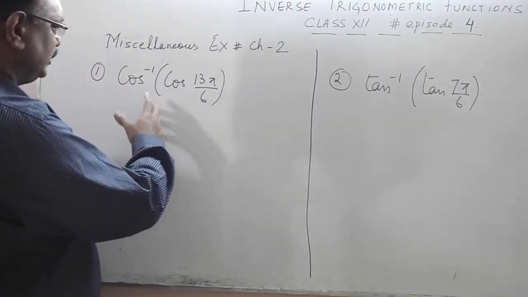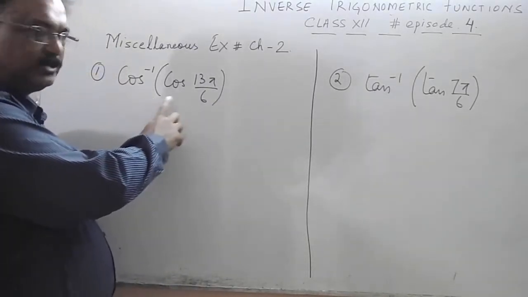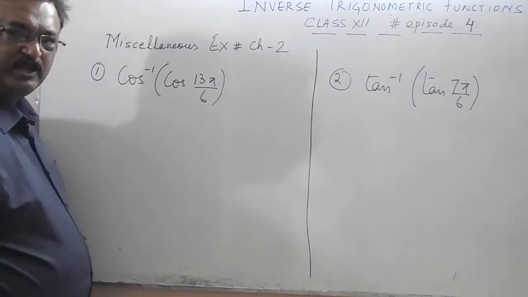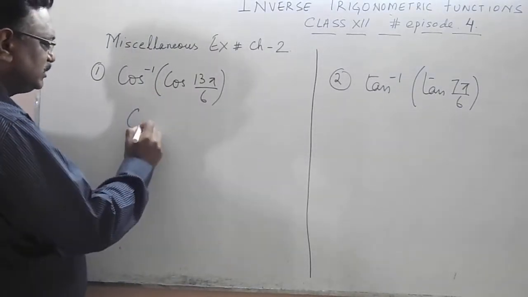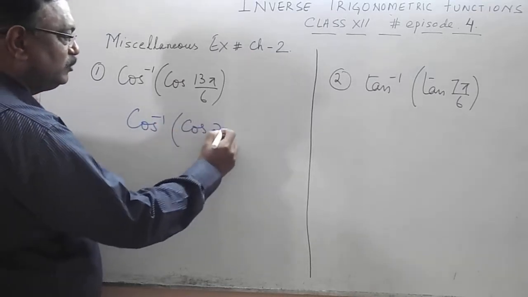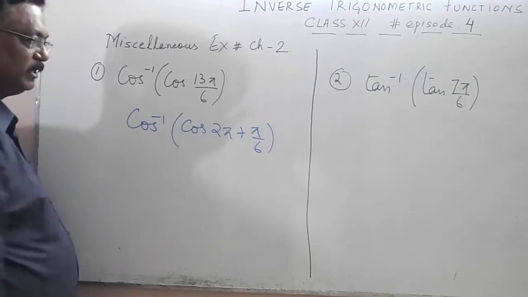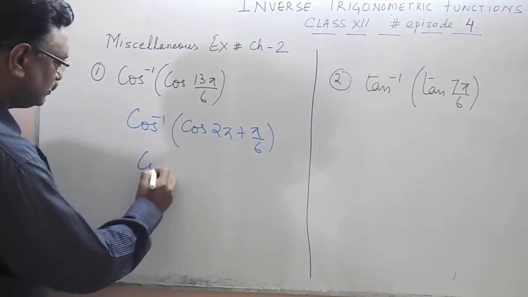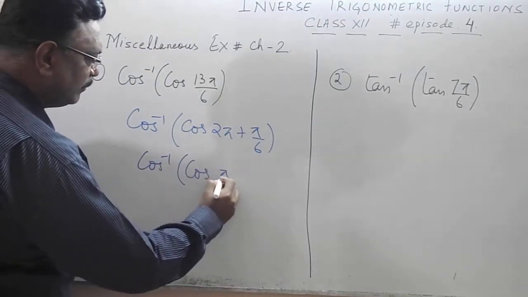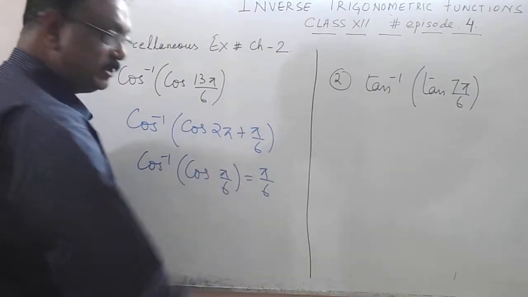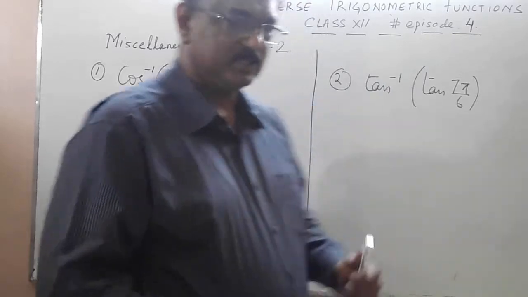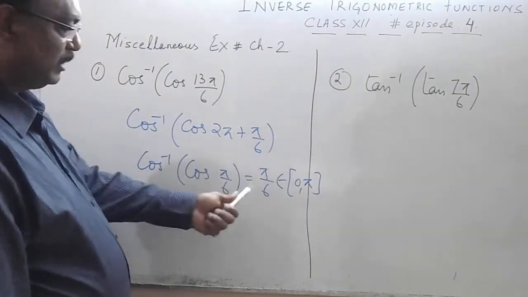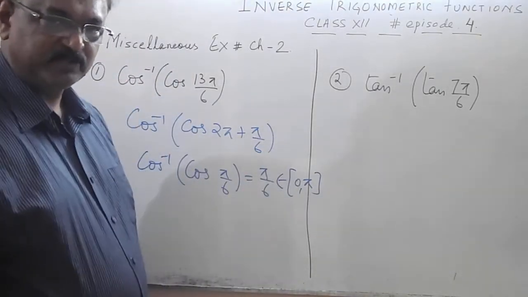Question number 1. It says solve or simplify cos inverse cos 13 pi by 6. Now the question arises, how do we simplify 13 pi by 6? If I divide 13 by 6, I will get 2 pi plus pi by 6. Now cos of 2 pi plus pi by 6, using the periodic function, this will become cos inverse cos pi by 6, and the answer is pi by 6. Simultaneously you must check whether this lies in the principal value. Yes, it lies in the principal value of cos inverse, so our answer is correct. I hope you must have understood this.